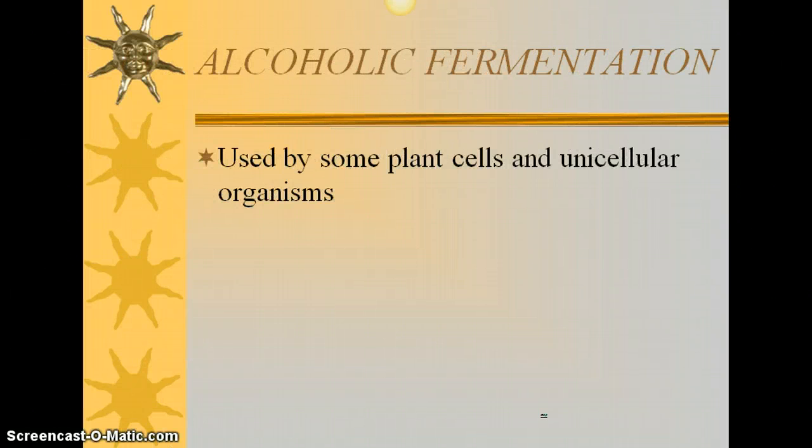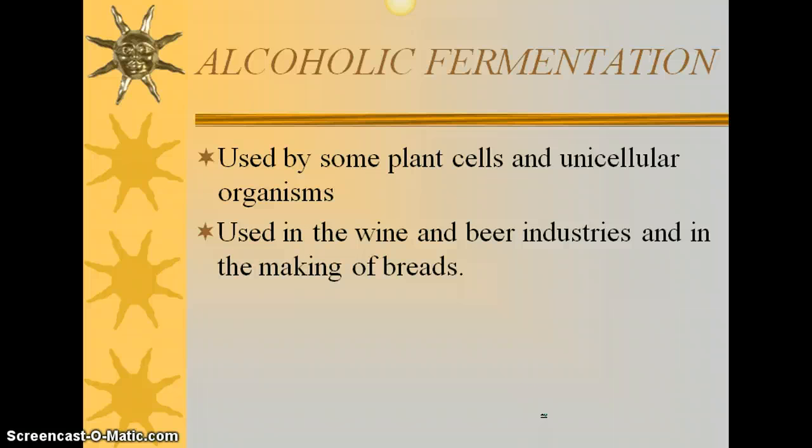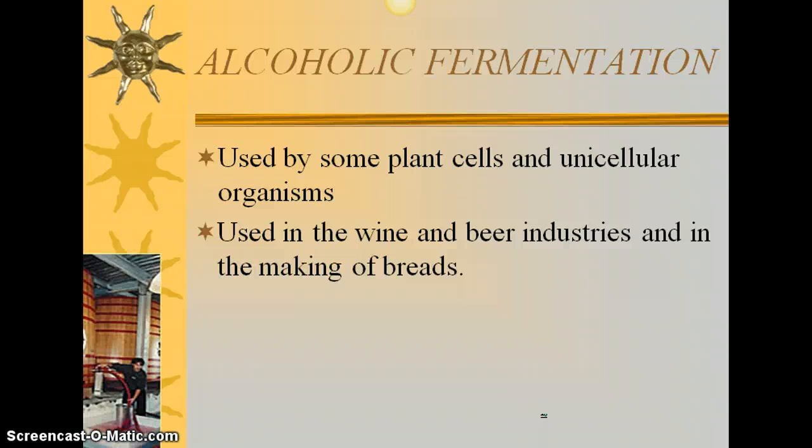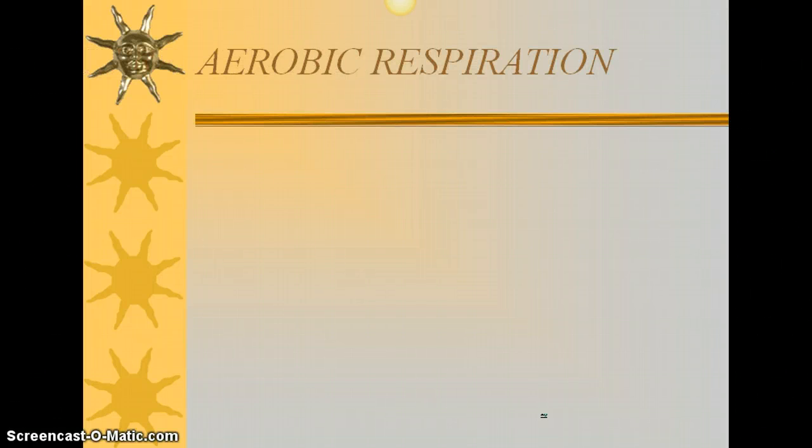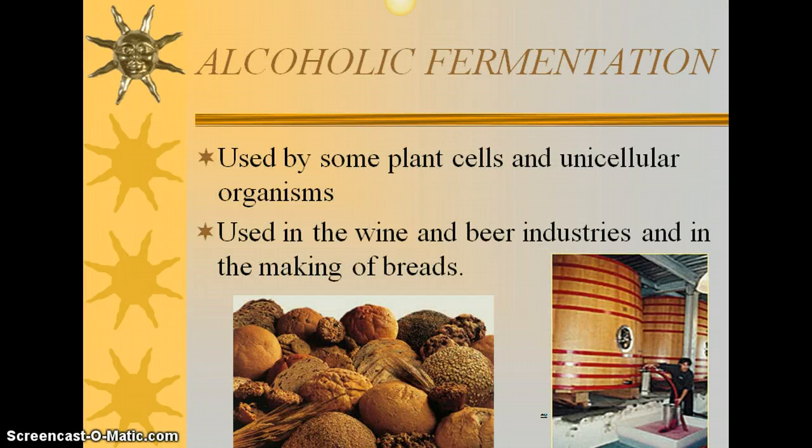The alcoholic fermentation side is used by some plants and unicellular organisms, and it's used in the wine and beer industries and making breads. And that's really all you need to know about it right now. There's more detail in your book. If you'd like to look that up, you can, but that's really all you're going to need to know at this point. For this set of notes, we're going to end there.